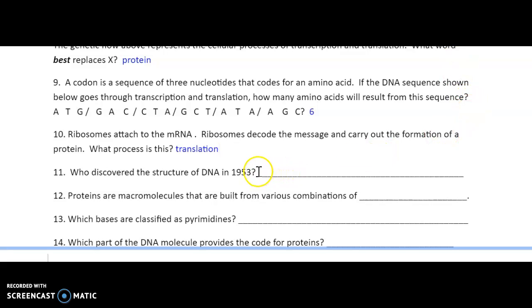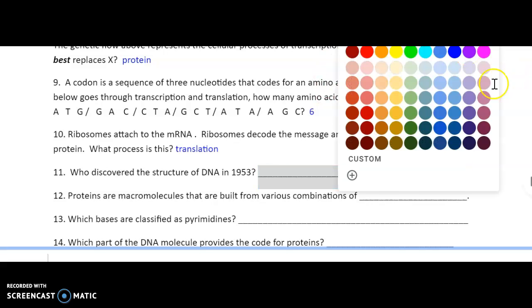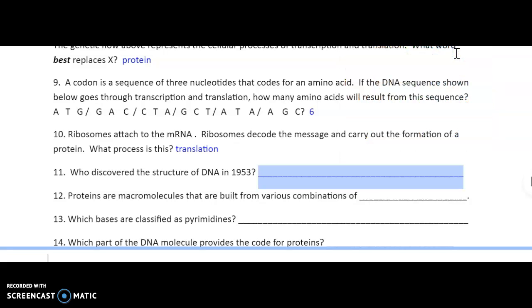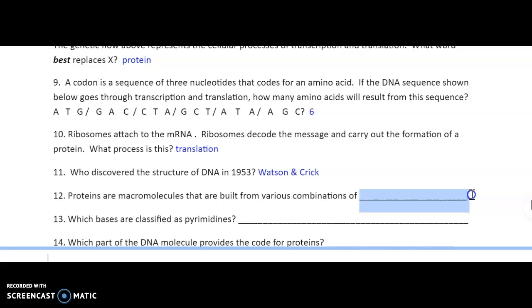The structure of DNA, that double helix, that twisted ladder structure, was discovered in 1953 by 2 gentlemen by the name of Mr. Watson and Mr. Crick. So Watson and Crick discovered that structure. Number 12 says proteins are macromolecules that are built from various combinations of, well, the building blocks of proteins are amino acids. So it's those combinations of amino acids that make the proteins.